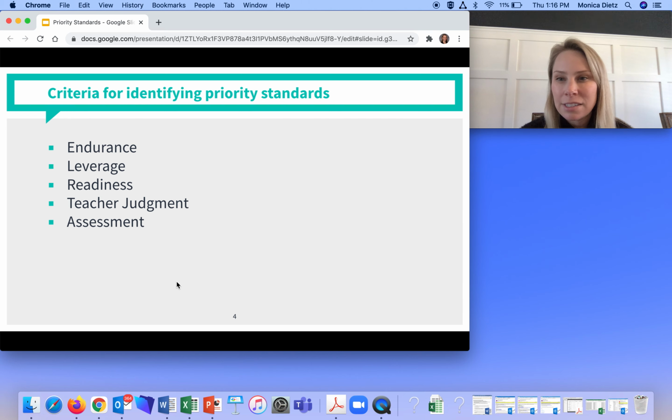And then finally, assessment. If something's a priority standard, it's probably a standard that is assessed more than the other standards. So do students have an opportunity to learn that content and then have that standard assessed? I hope this gives you a good understanding of priority standards. And as we move on, we'll talk about the process in which we can prioritize our standards.